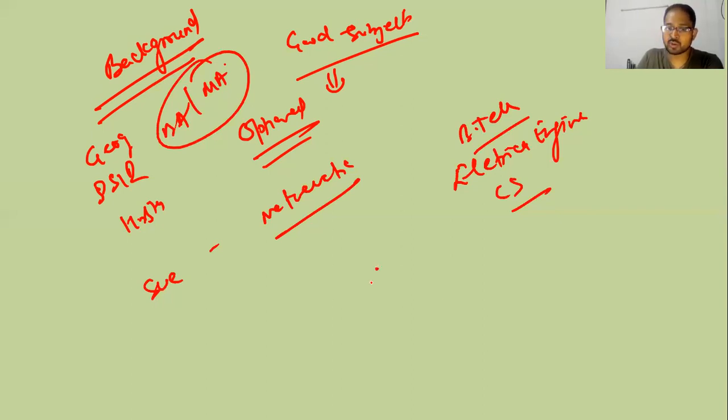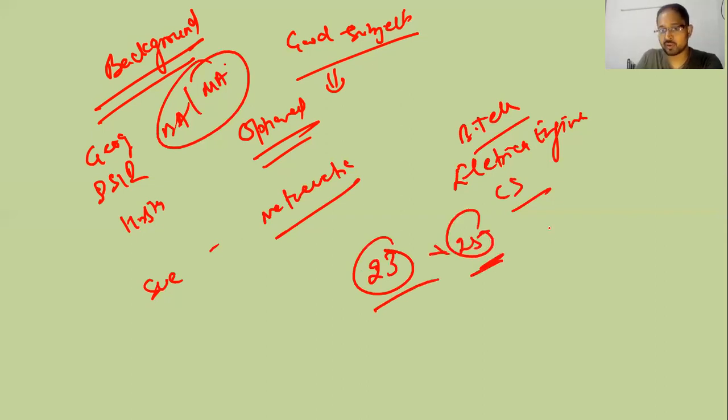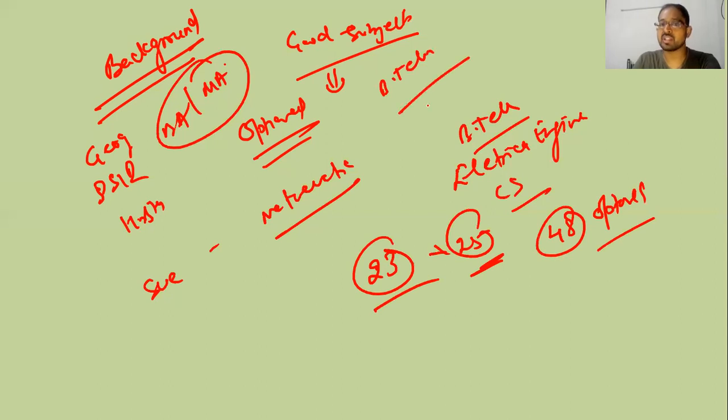There are around 23 optional subjects and 25 literature languages. Around 48 optional subjects are available. So if you have done any of those subjects in your graduation and you are good at it, take it. But not only that you did BTech with electrical engineering or computer science, if you were still not good at it, you need not take that. Why not? I'll tell you the reason also at a later stage. But one thing is you need to have it.